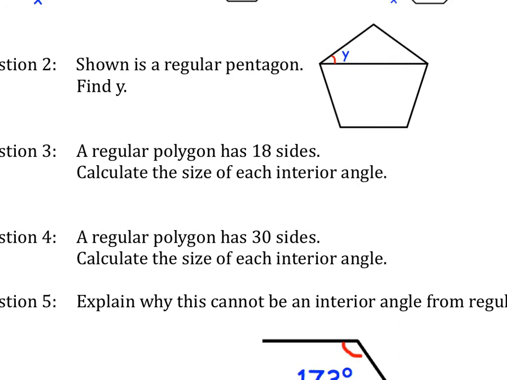A regular polygon has 18 sides. Calculate the size of each interior angle. Well, that's just going to be using the formula that I would have shown you in the first day, or Miss Humes taught you in the second day of this, okay? N minus 2 times 180. And that finds all the angles. So if you know how to find all the angles, what size is each one? Question 4 is the same.